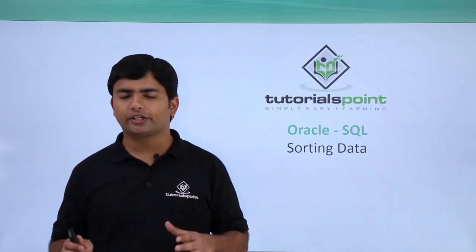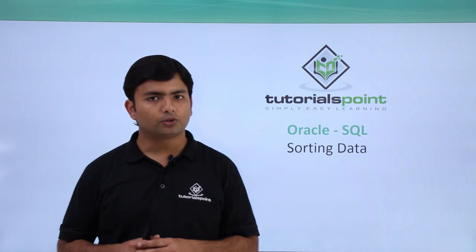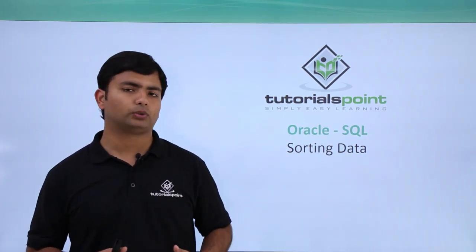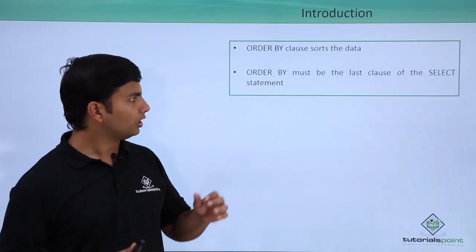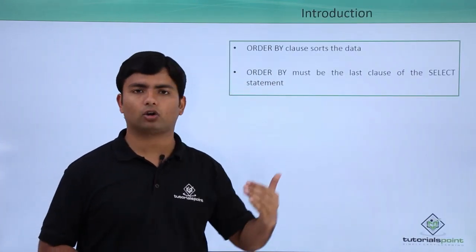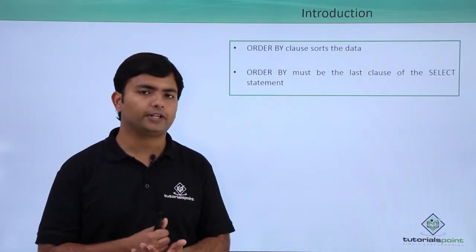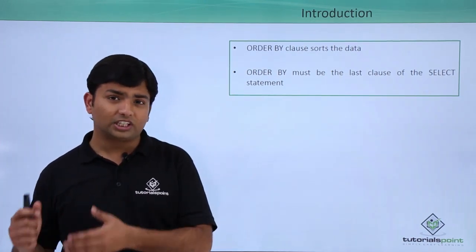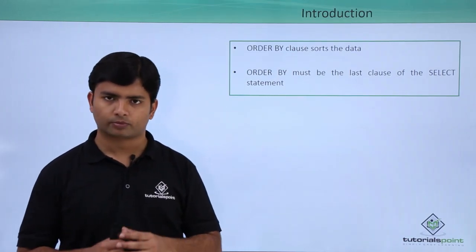So far, we were good enough to retrieve the data from the table. In this video, we'll see how we can sort the data which we are retrieving using the select statement. So basically, for sorting the data, we will go for the order by clause. This order by clause will accept either the column name, the alias name, or the column sequence number which you are passing in the select statement.